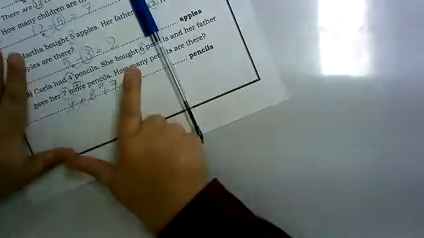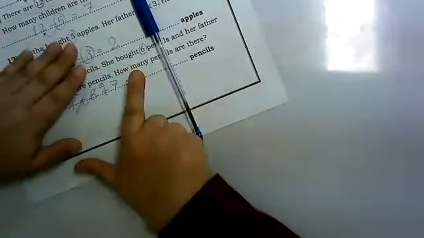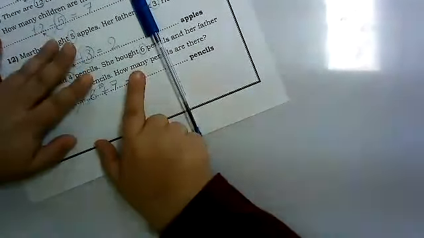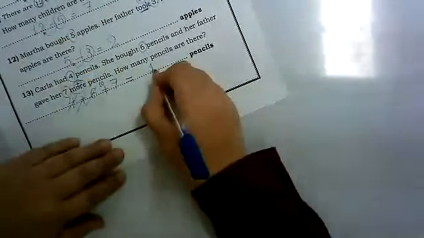Now we remove 4 and 6. They are finished. Okay, 10 plus 7. Okay, 10 in your mind and 7 on your fingers. After 10, 11, 12, 13, 14, 15, 16, 17. So 17 pencils. She has 17 pencils.